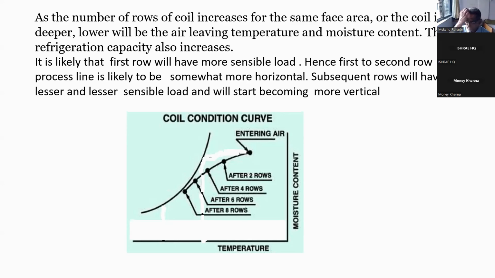Initially, unless the air is 100% saturated, which is a very rare case, it will take only sensible load. So when it takes only sensible load, the line will be horizontal, and maybe in the same process it will take some of the moisture. So the line will again be going down as shown over there.